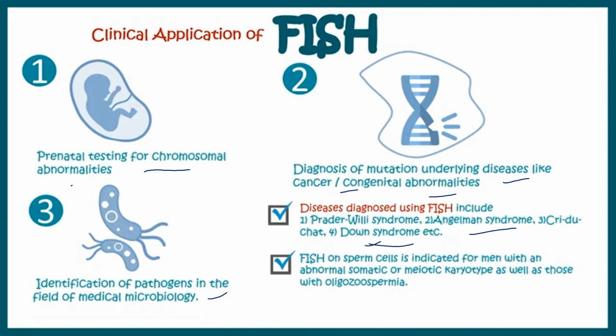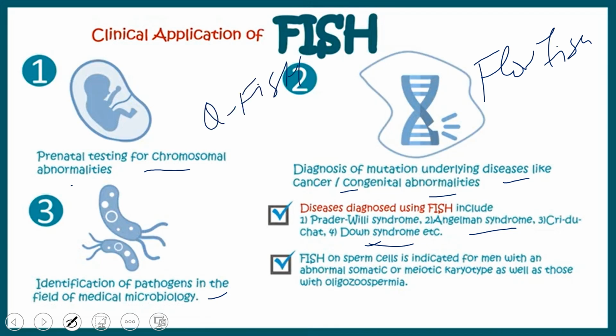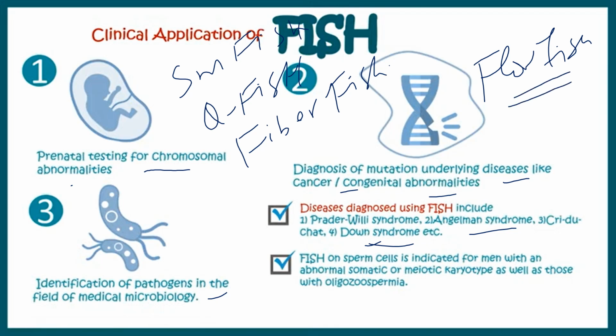Then we have another type of FISH called flow FISH. We have already seen Q-FISH, which is a combination of FISH and PNA. Then we have seen fiber FISH, and then smFISH. So these are different types of FISH. Now we're talking about flow FISH. Flow FISH uses flow cytometry to perform FISH automatically using per cell fluorescence measurement.